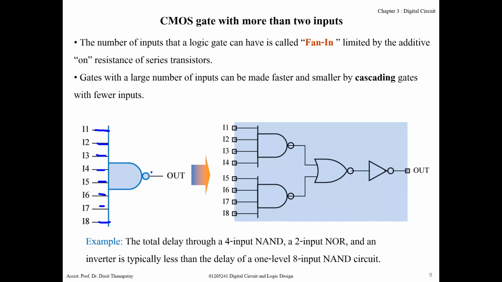So how to solve this? You may, for example, separate the inputs into two sets of 4 and 4. So now you can reduce the number of inputs, and then you just combine the outputs together. Okay, now you know the fan in.